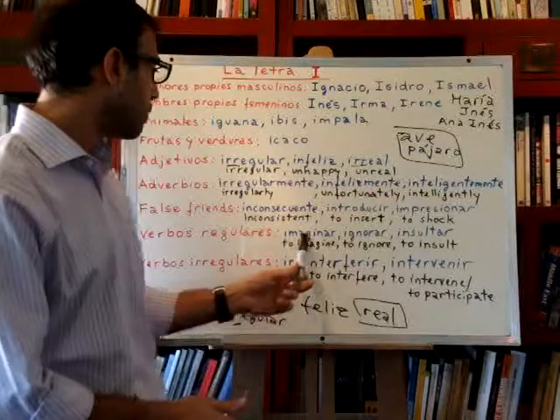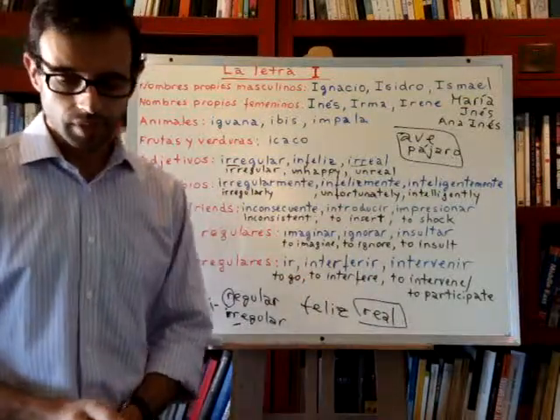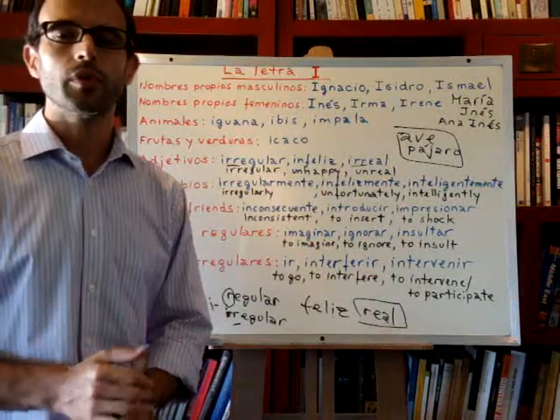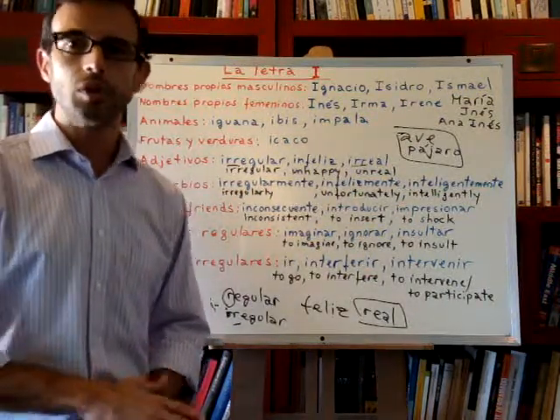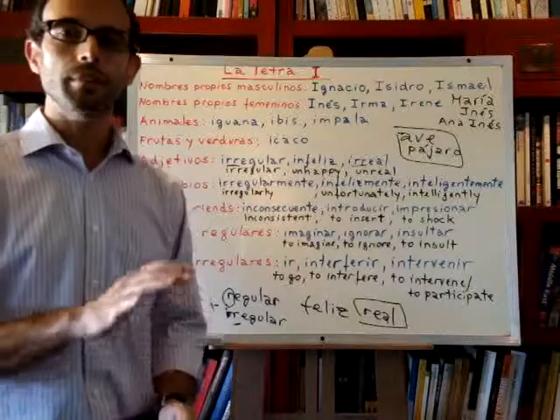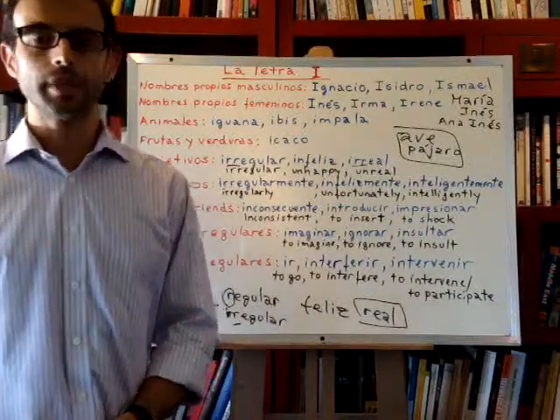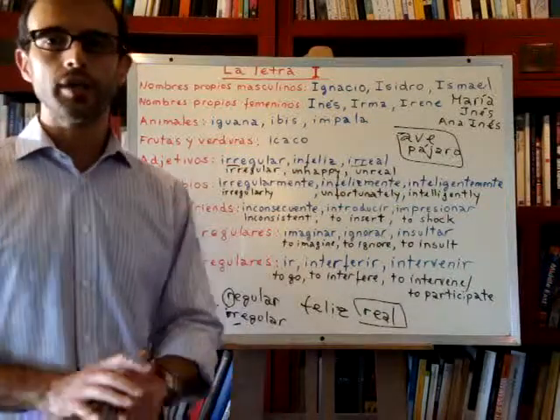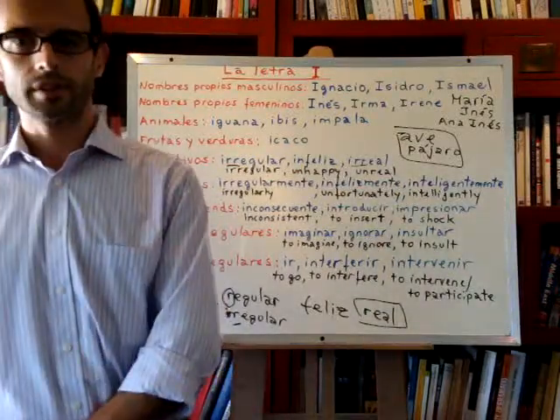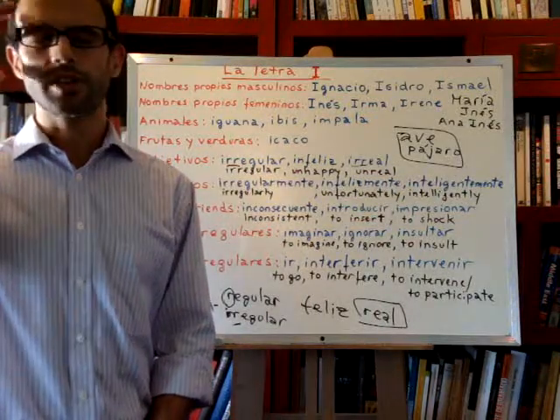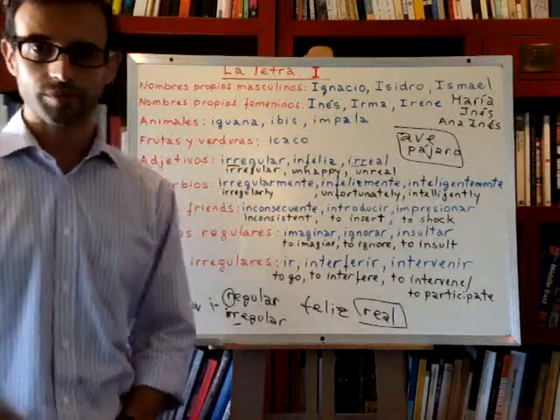Okay? To imagine. For example, imagínate un lugar tranquilo con un lago azul. Imagínate un lugar tranquilo con un lago azul. Imagine a quiet place with a blue lake. Right? Imagine. Or I'm imagining things. Estoy imaginando cosas. Right?